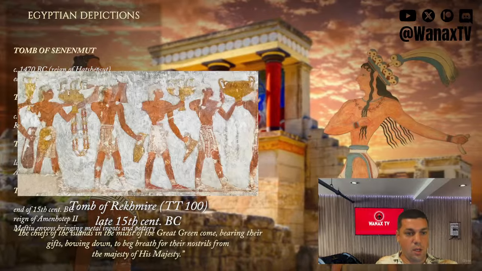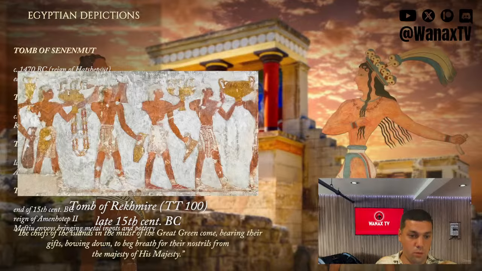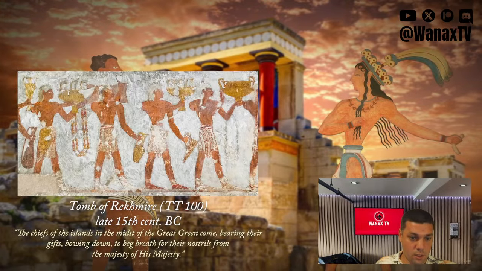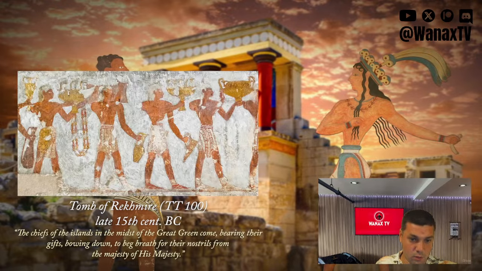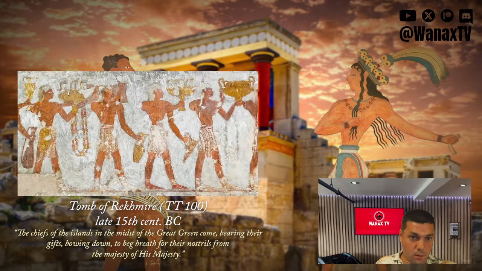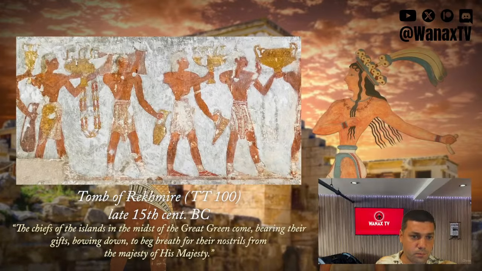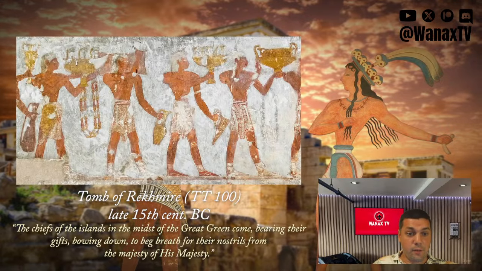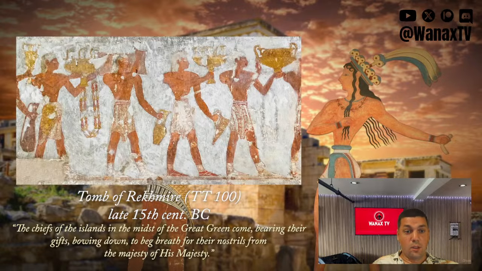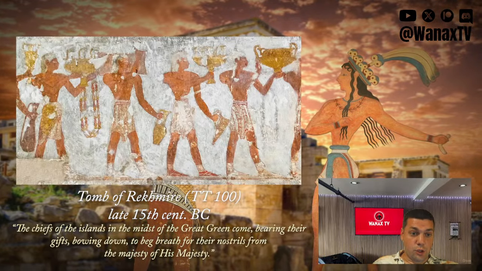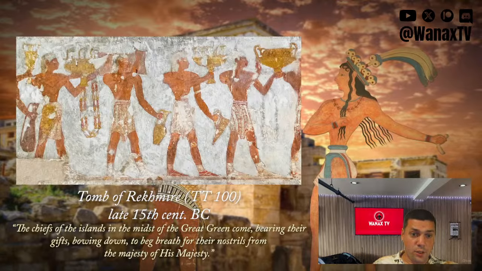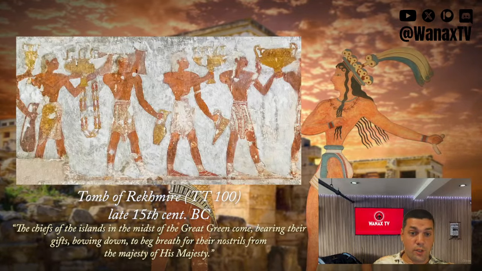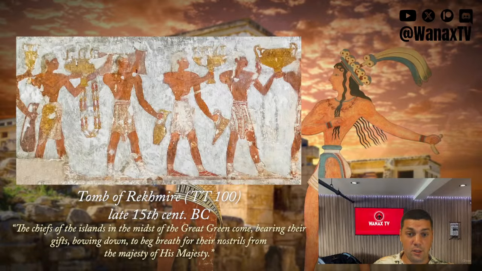So right here, I believe we have a quote as well. So let me just shut the segment down for a second. We also have a quote underneath the fresco. As you can see, another religious official from Egypt, later part of the 15th century BC, and the depiction underneath this says, "The chiefs of the islands in the midst of the great green come bearing their gifts, bowing down to beg breath for their nostrils from the majesty of His Majesty."